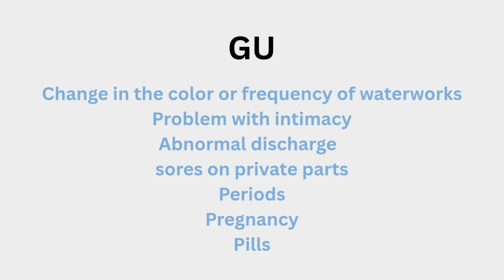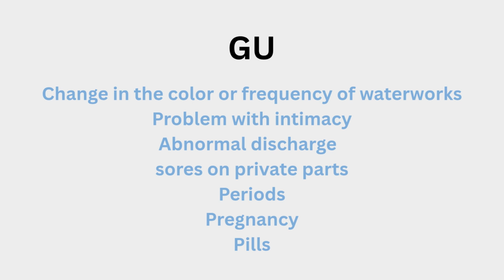Next is the genitourinary system. Ask about changes in your waterworks, such as the color or the frequency. Ask about any abnormal discharge or any sores in the private parts. If it's a female, do not forget about the three P's, which is, are your periods regular? Are you currently pregnant? Do you have any children?